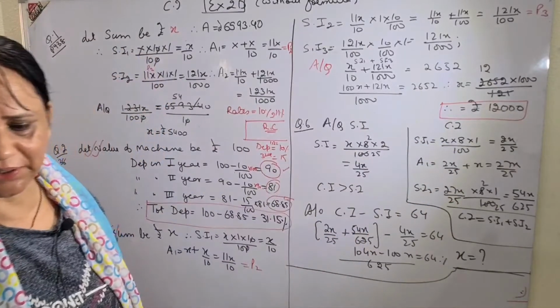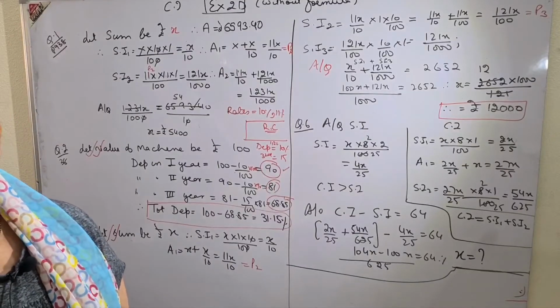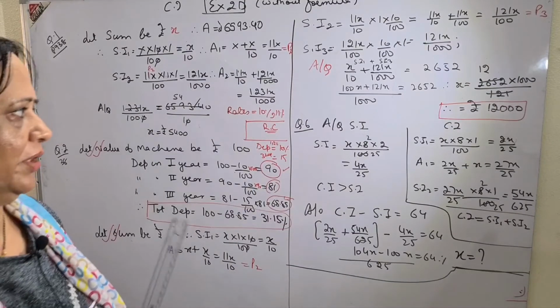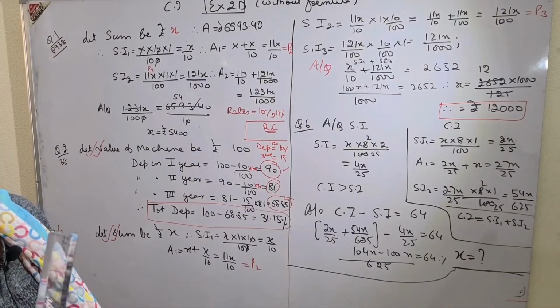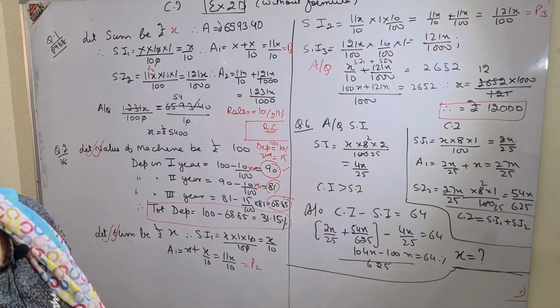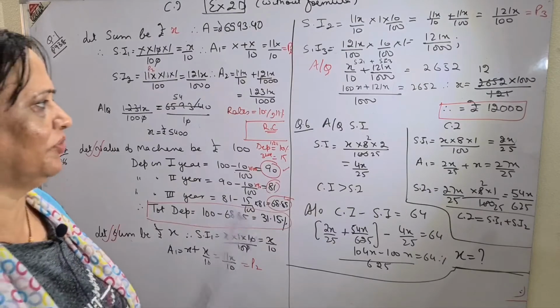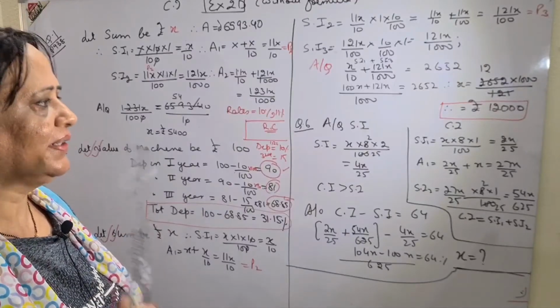Then come to question number 6 also. This is a little different. I'll give you the hint. A question very important for the paper. They have said that you find the difference between SI and CI when the sum is not given, but the difference has been given. So first I will find the SI, then the CI.